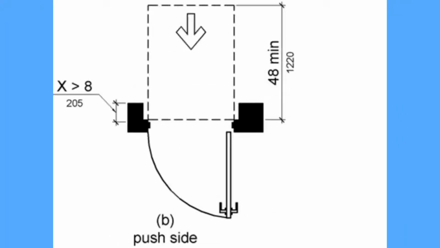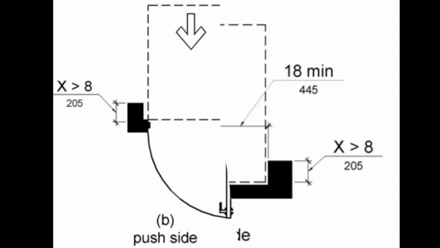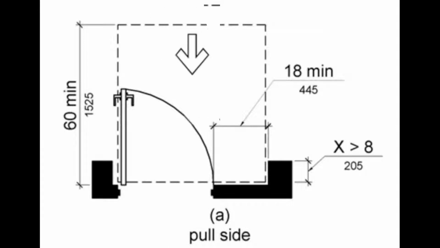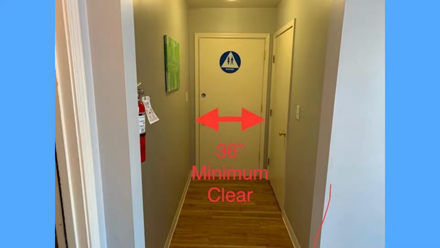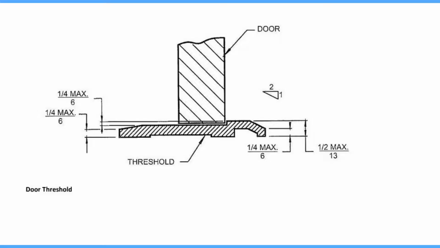Doors that are recessed greater than 8 inches require forward approaches only, either push or pull side. Doors recessed greater than 24 inches require a clear width of 36 inches. Changes in level within maneuvering clearances is not permitted. A threshold is permitted to be a maximum 1/2 inch high.